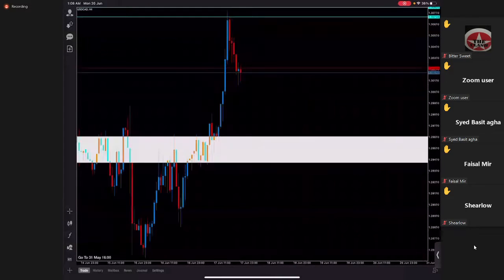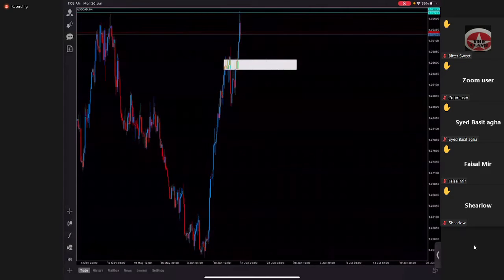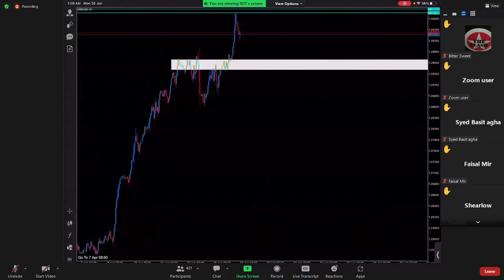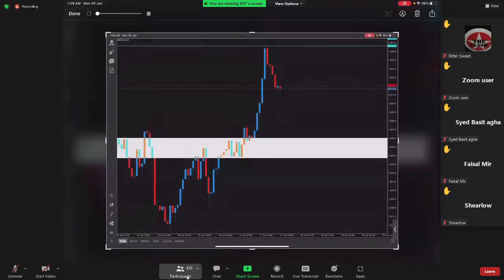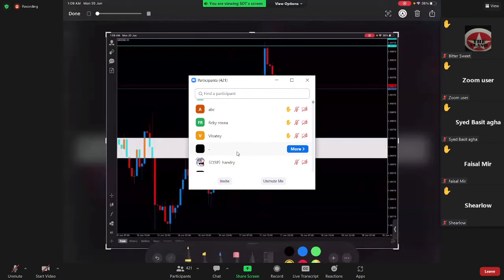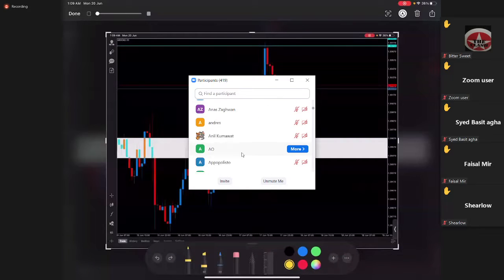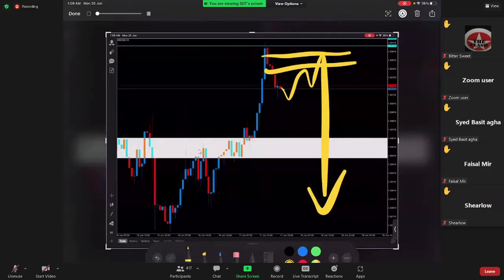How to second entry? Still I don't have any confirmation, because this is candle momentum from this one, this one, this one, this one, this one. So don't have. So just wait. Attention in this 100 pips.